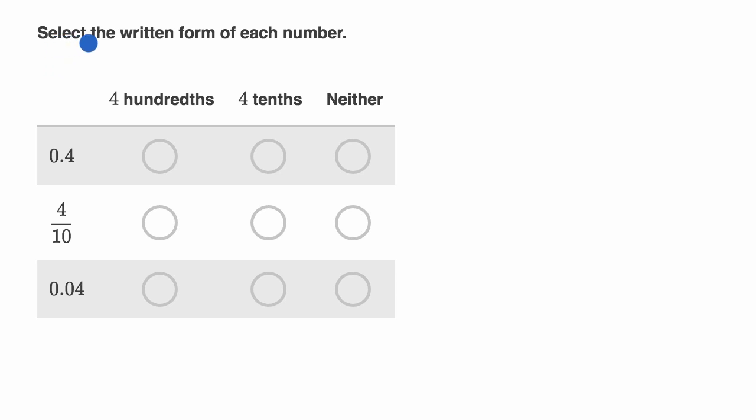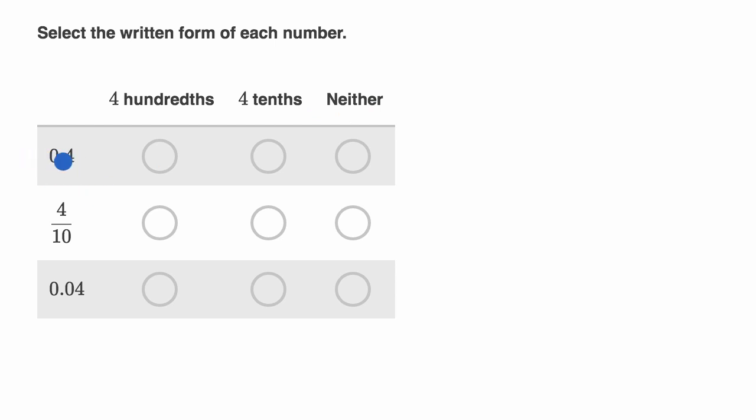Here we're told select the written form of each number. And so on the left, right over here, you have different representations. We have things written as a decimal, a fraction, another decimal. And then we want to say, hey, which of these are represented in words or a combination of numbers and words up here? So pause this video and have a go at this as well.